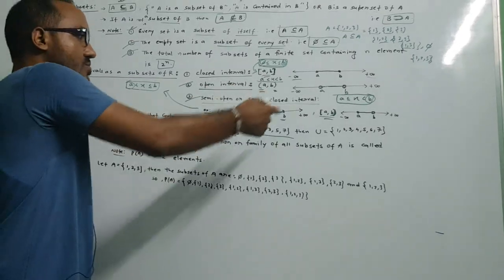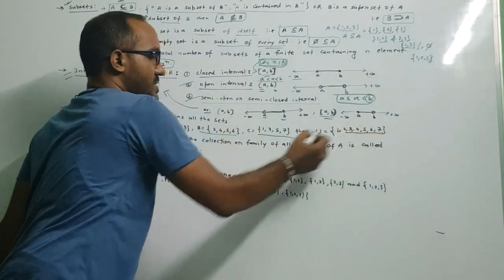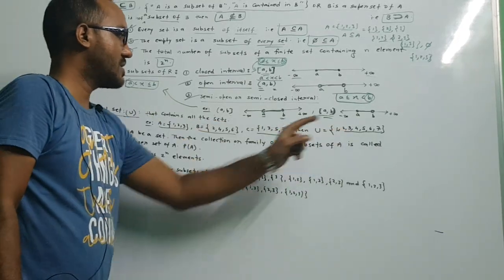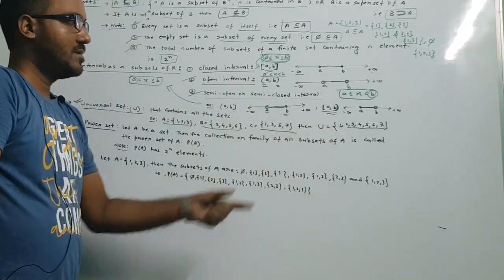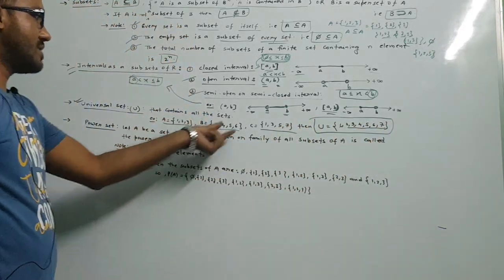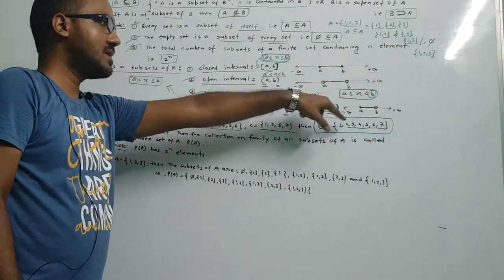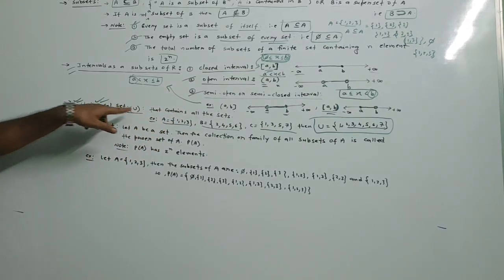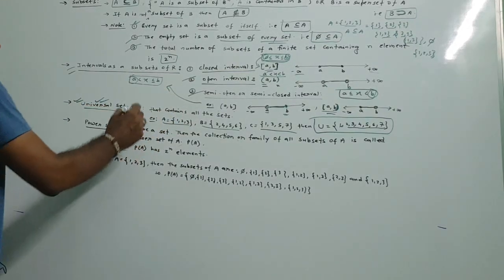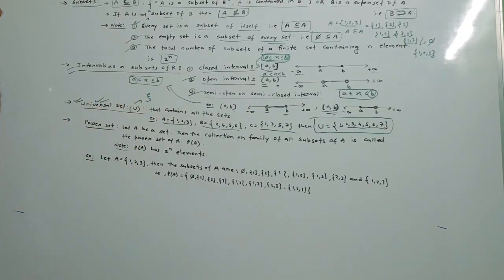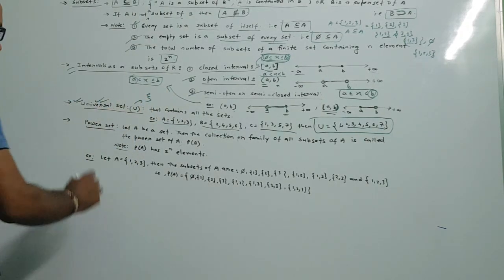That means every element should come, that is 1, 2, 3, 4, 5, 6, 7. Count: 1, 2, 3 is here, 2, 4, 5, 6 is here, 1, 3, 5, 7 is here. That means U is your universal set. That means every element of sets A, B, C is contained in U. That's why U is known as the universal set. The universal set is represented by U, or in some books they follow zeta. We will follow U.